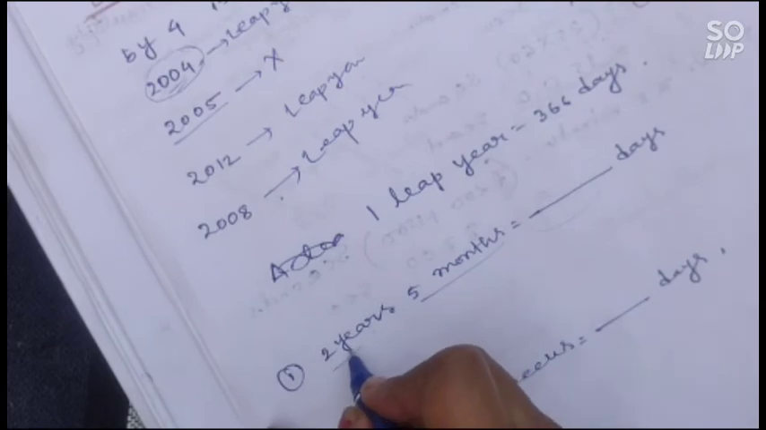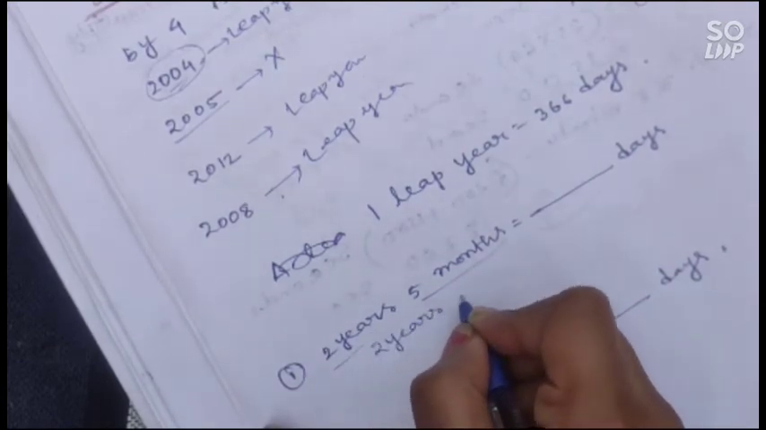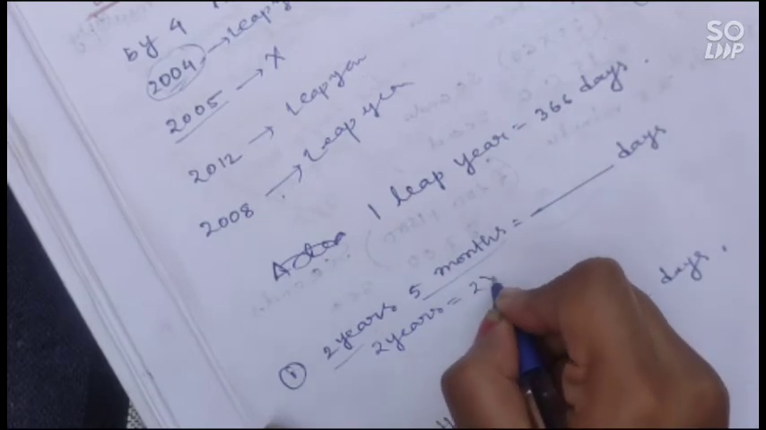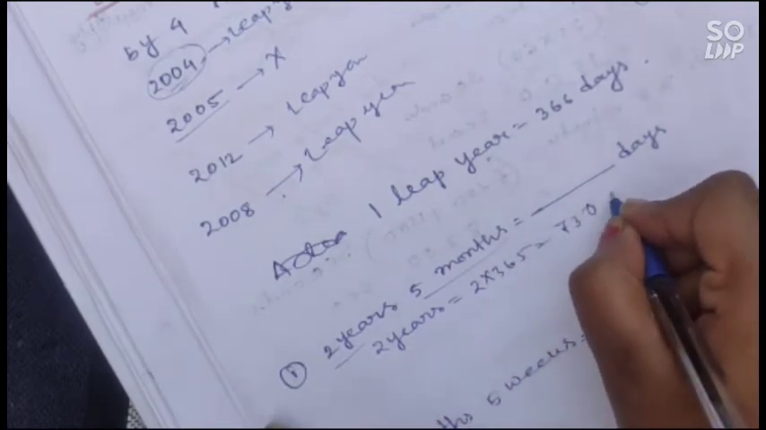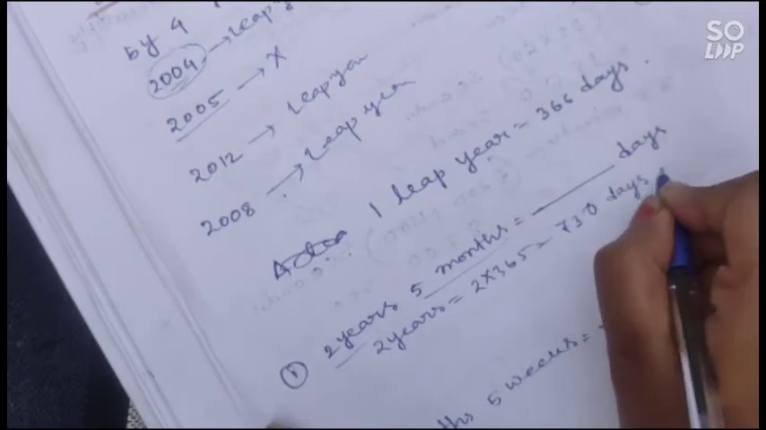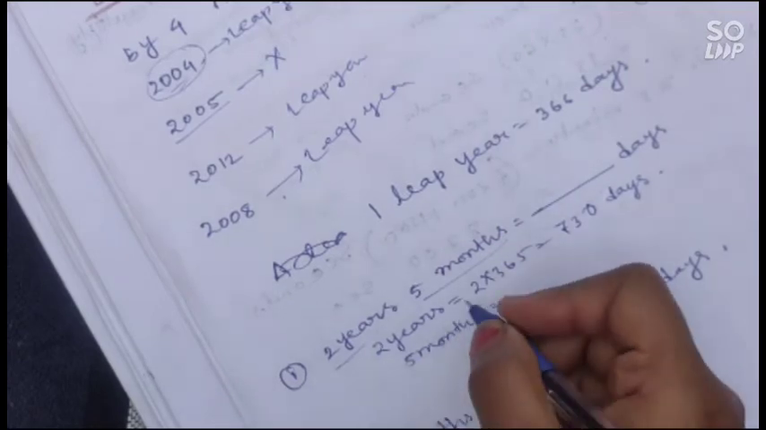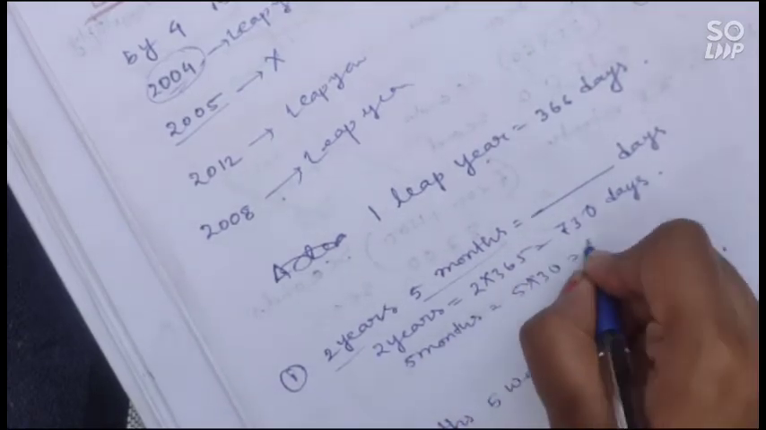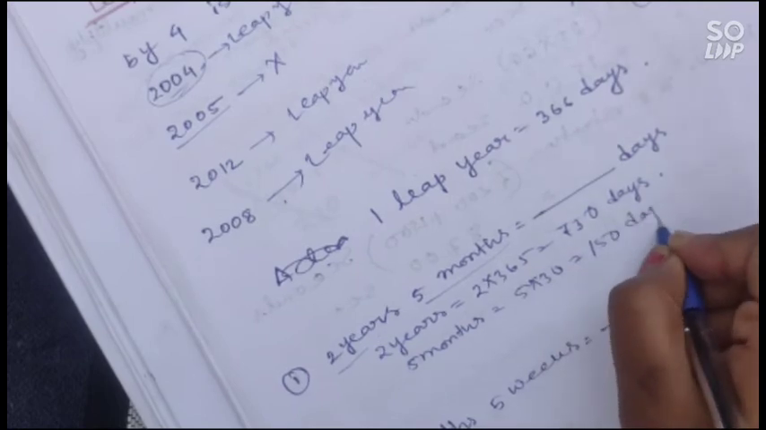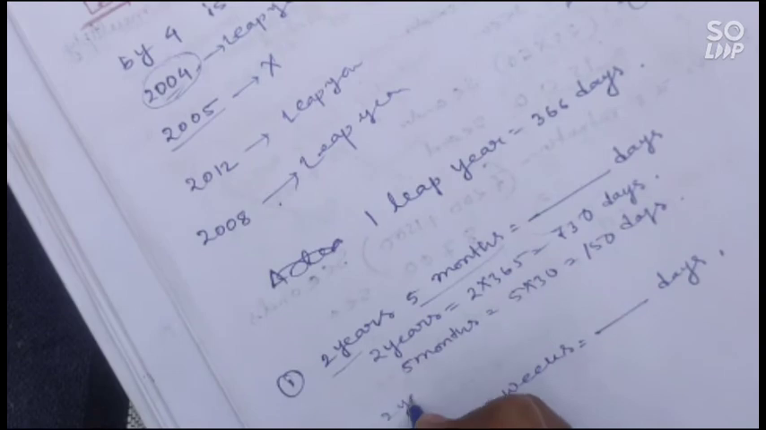First of all, you have to convert these 2 years into days. 2 years, how can you convert years into days? You have to multiply by 365. This much days, 5 months. Now you have to convert this into days. To convert months into days, you have to multiply by 30. This will be 150 days. Okay. So, 2 years, 5 months.